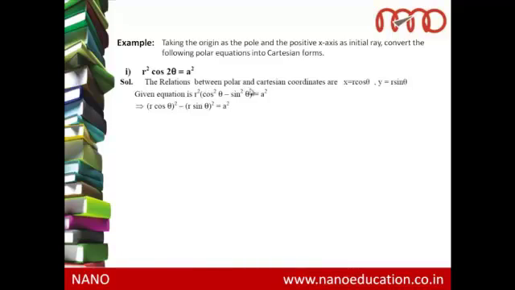The relations between polar and Cartesian coordinates are x = r cos θ and y = r sin θ. So cos 2θ in this equation we are writing as cos²θ − sin²θ. Grouping them together we have (r cos θ)² − (r sin θ)² = a² as the given equation, and when we convert it into Cartesian form, we replace r cos θ by x and r sin θ by y. So the equation will become x² − y² = a². We know this is a rectangular hyperbola.